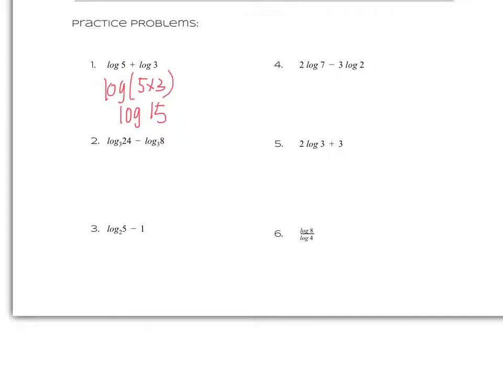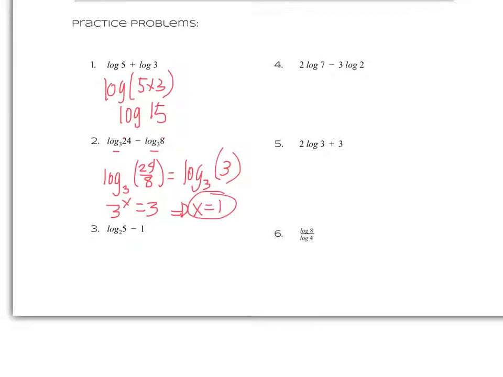In number 2, I see that I have base 3 and I also have a base 3 here. So I'm allowed to do log base 3. And since it's subtraction, I can divide 24 divided by 8. And if we simplify that, we get log base 3 of 3. And we know that this is the same as 3 to the x is equal to 3, which means our x must equal 1, right?